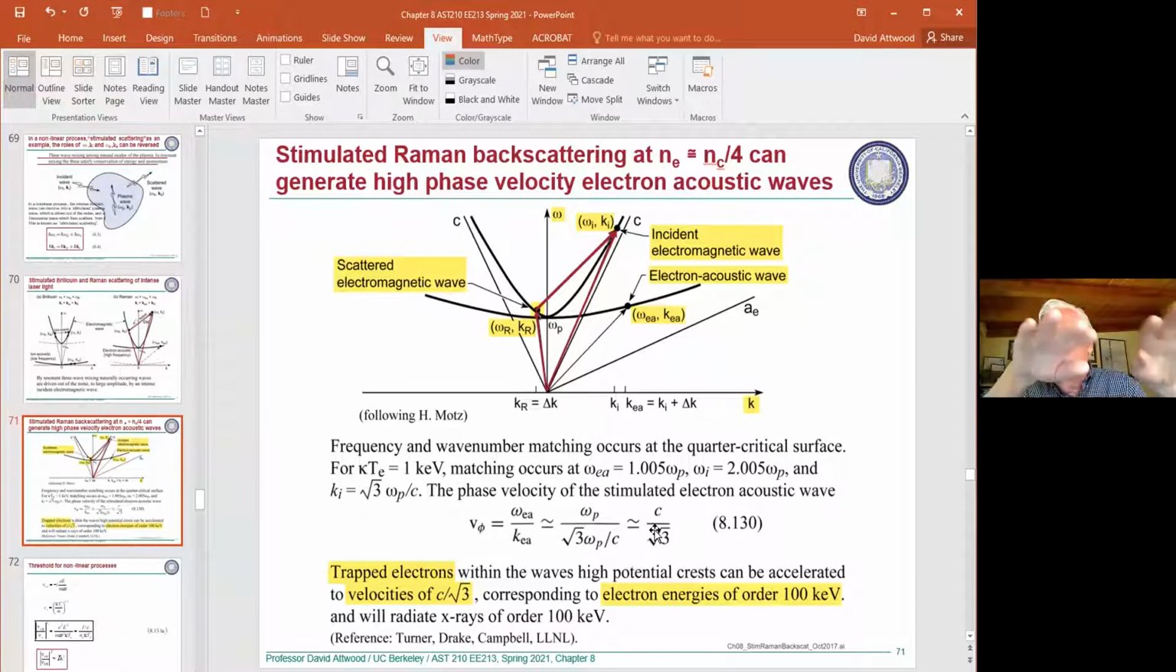And this wave, this crest of potential, of voltage really, is propagating at C over square root of 3. So if you calculate what is the energy of an electron that's trapped in one of these waves and going at C over square root of 3, the calculation is that the energy, I think, was 120 keV. And there were other examples where you could get higher than that. But just for this calculation, it was 120 keV. And this is in a plasma that only has a 1 keV electron temperature. So this is a grand example.